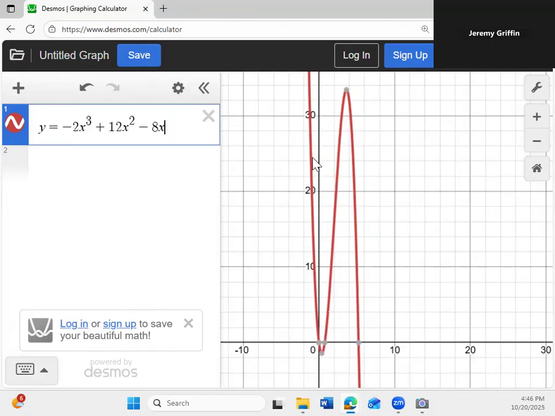Right? And then end behavior goes up to the left forever and down to the right forever. That's because there is an odd degree. So in this case, x to the power of 3, that's an odd degree. And a negative leading coefficient.